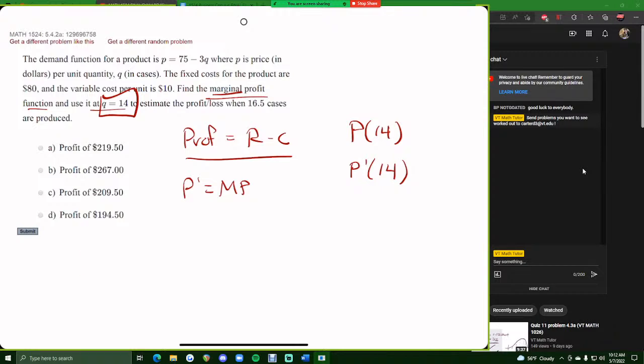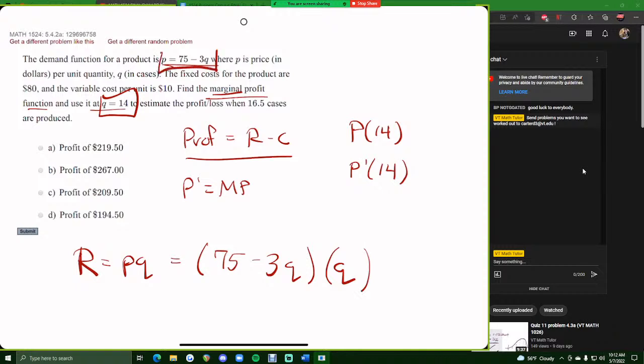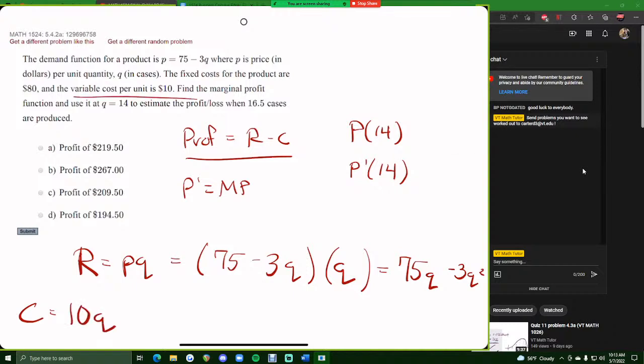So profit is revenue minus cost. Let's see what we know. All we know is that the price is 75 minus 3Q, which means the revenue, price times quantity, is 75 minus 3Q times Q, because they're telling us this is the price. So this whole thing is the price, and this is the quantity. Price times quantity. When we multiply these out or distribute the Q, it gives us 75Q minus 3Q squared. Now the cost should be the variable cost, 10 times quantity plus the fixed cost, 80.